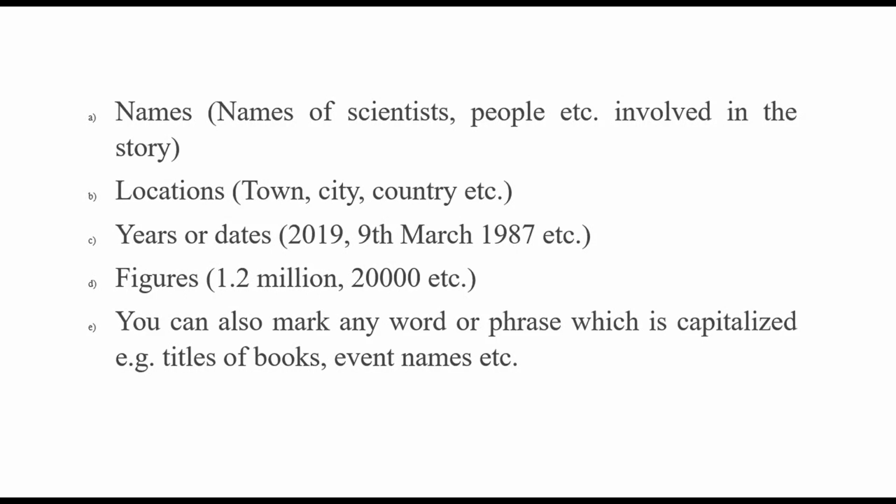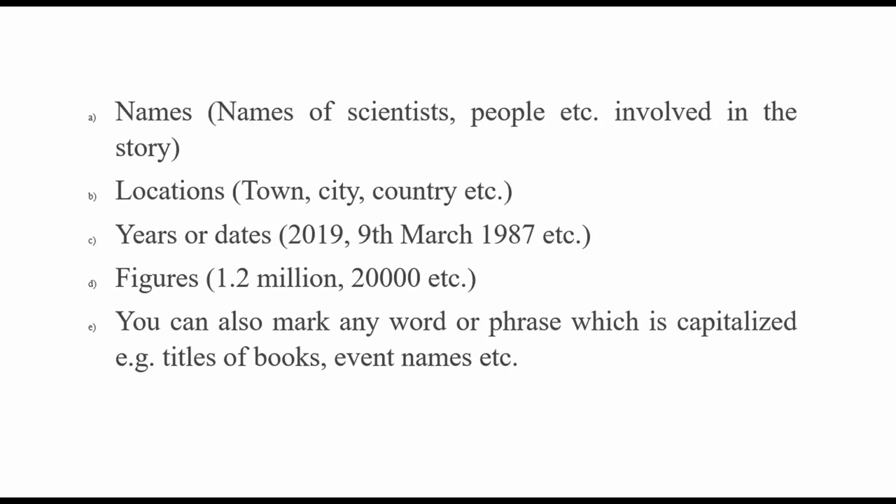Years or dates, for example 2019, in the passage, you write it. Your date of birth or date of birth of any character in the passage, highlight it with a different color. Figures, dedicate one particular color for figures, as we have 1.2 million, 20,000, etc. You can also mark any word or phrase which is capitalized, proper nouns, title of a book, event names like Christmas, a house party, etc. Use different shades of pencils or different colors of crayon to highlight these.